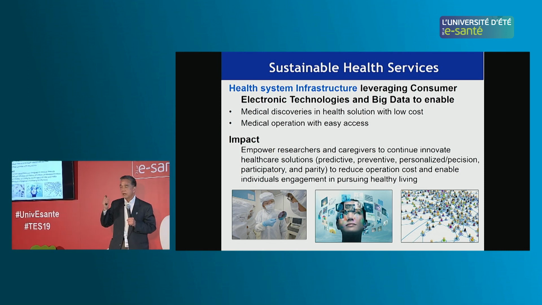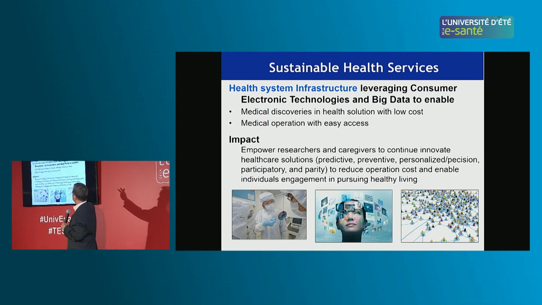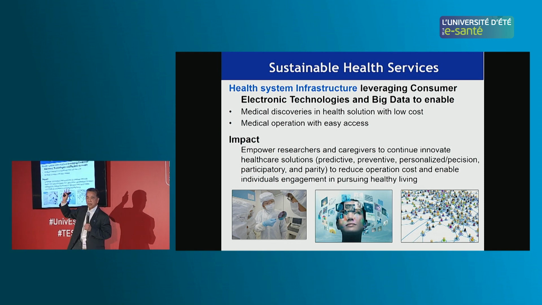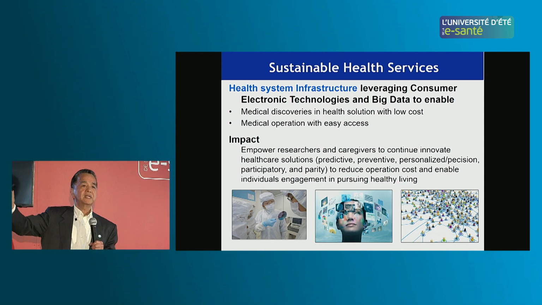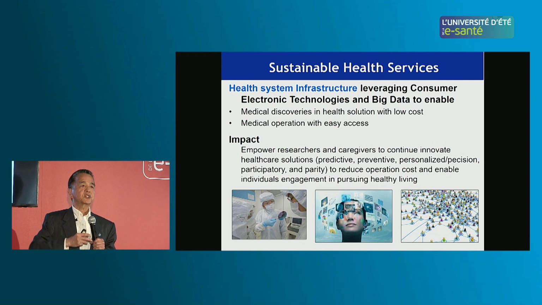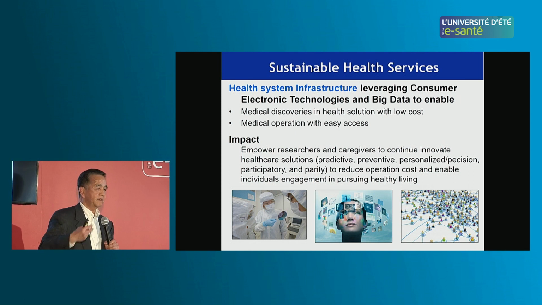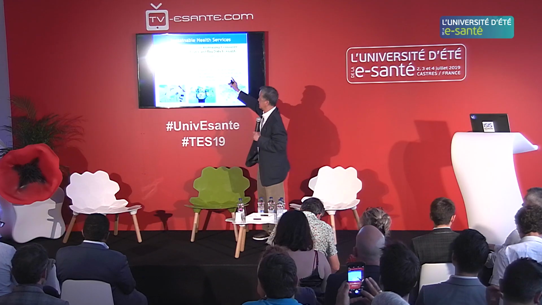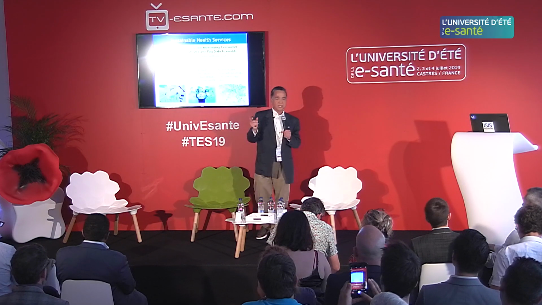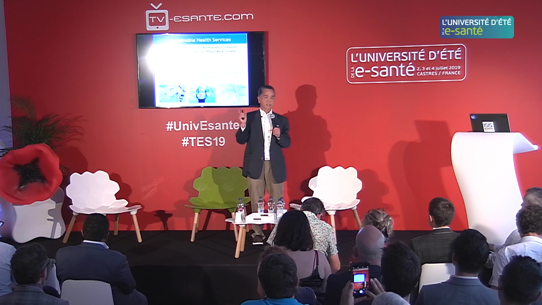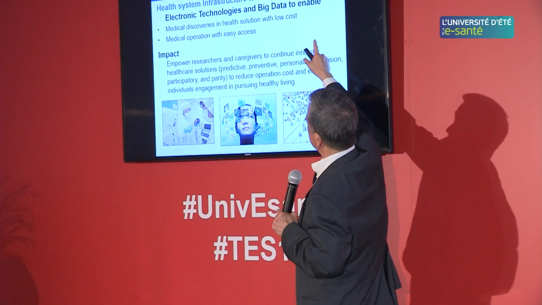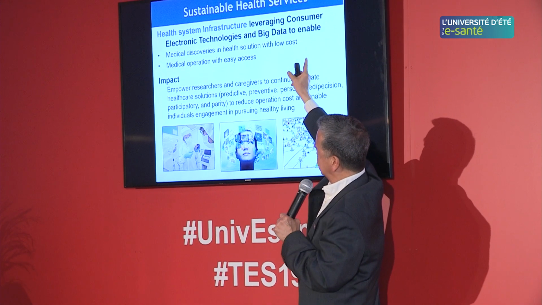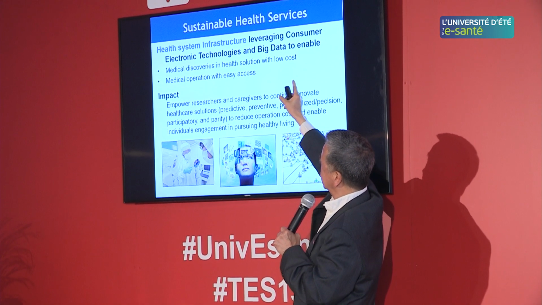We need to build the health system infrastructure leveraging consumer electronics because that has been developed over the years. And there are so many new products coming out, and the price is coming down every year. Like our smartphone, every other year we change to a new phone, and the price is coming down. We continue to leverage that. The second thing is the available data, as I just mentioned to you, from the health sectors. Together, we can come up with a solution for the health system infrastructure.